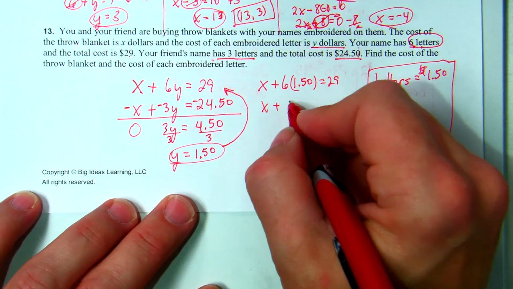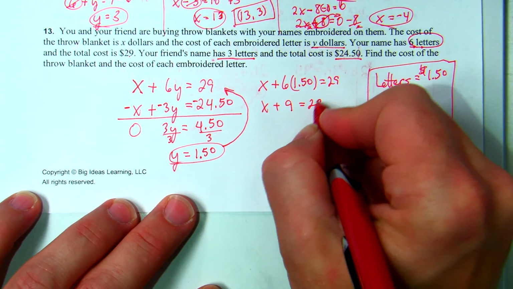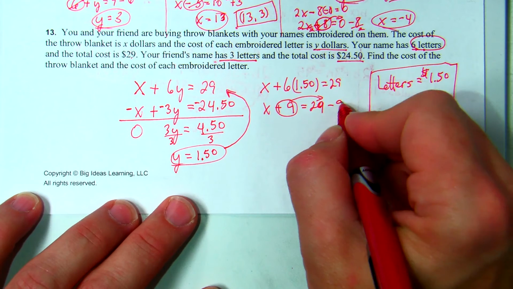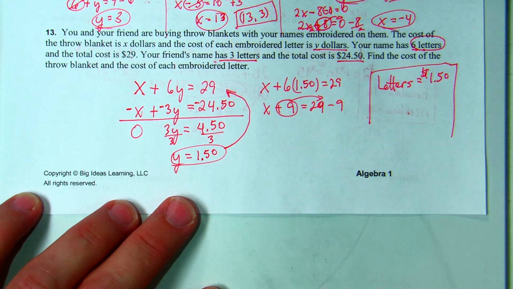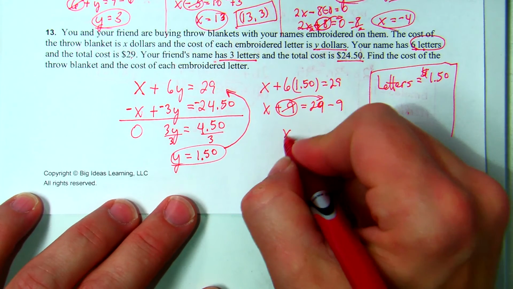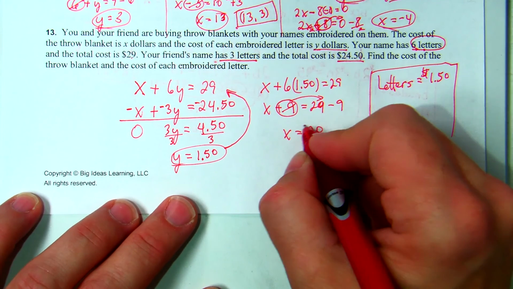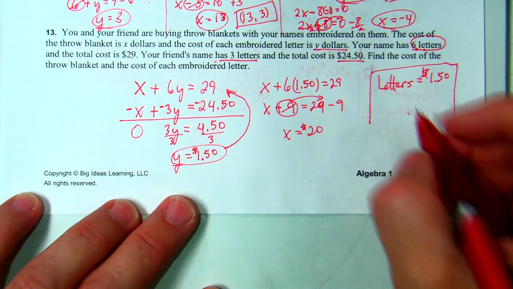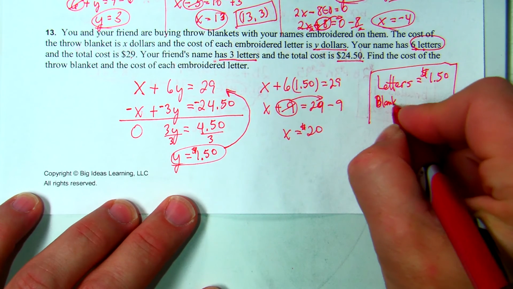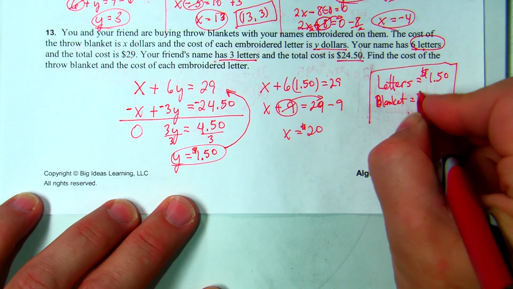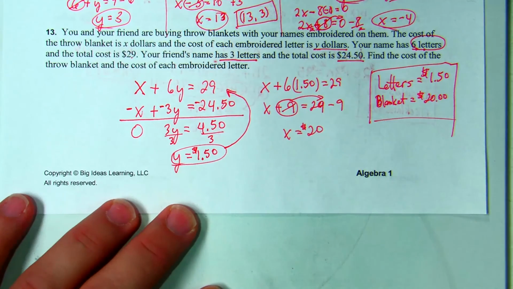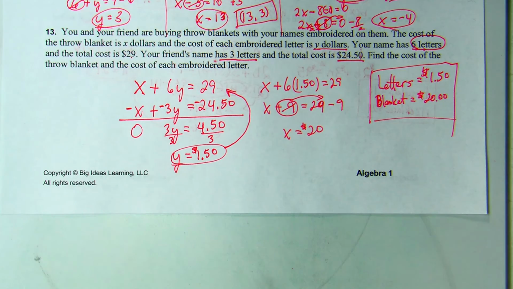Well, 6 times 1.50 is actually 9. And if I'm going to move this positive 9 across over here, it just means I'm going to subtract 9 from both sides. It's positive, so I'm going to subtract 9 from both sides. That goes away. And x is going to equal $20. So the blanket is equal to $20. And we have solved number 13.